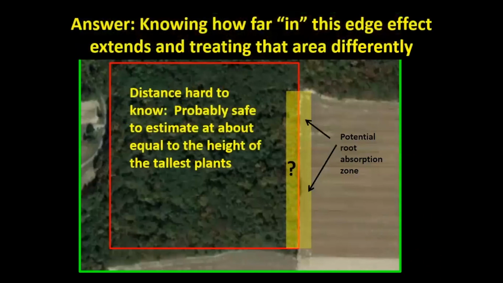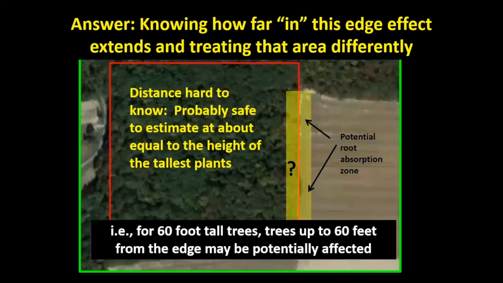So the question is, how far into our monitoring area does this edge effect occur? That distance is really hard to know, but it's probably safe to estimate it at about equal to the height of the tallest plants. So if the trees along the edge of our field here are 60 feet tall, then we can probably say that trees up to 60 feet from the edge could be potentially affected. That may be a little far, but that's a pretty safe estimate.